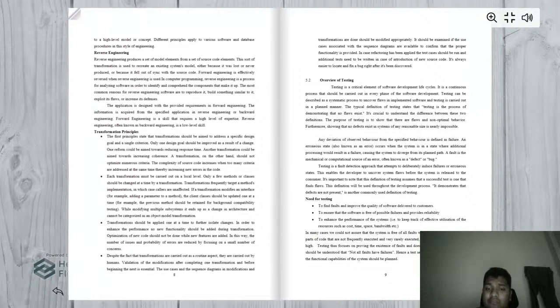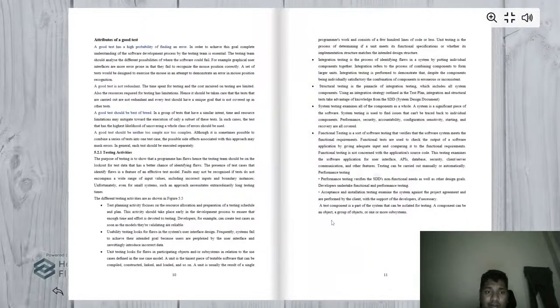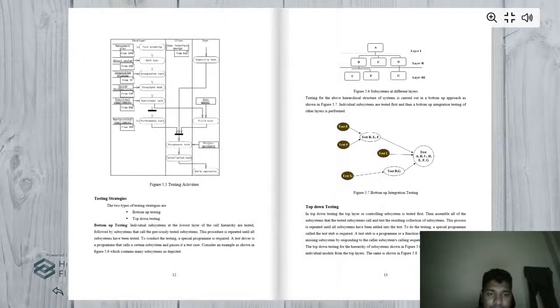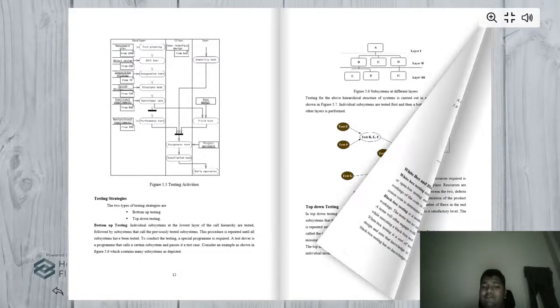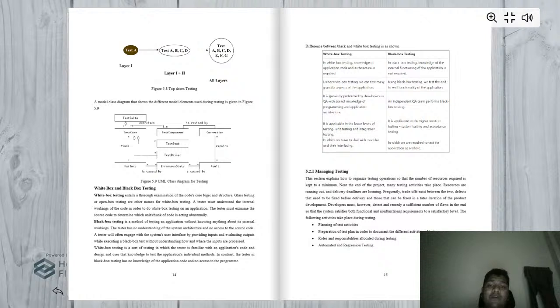What is the purpose of testing? Improve the quality, all these things you know, right? We have unit testing, integration testing, system acceptance testing, functional testing, structural testing. Bottom-up, top-down, that's all. White box and black box testing. Okay. What is white box? It will be a white box. Black box testing means it will be a black box.